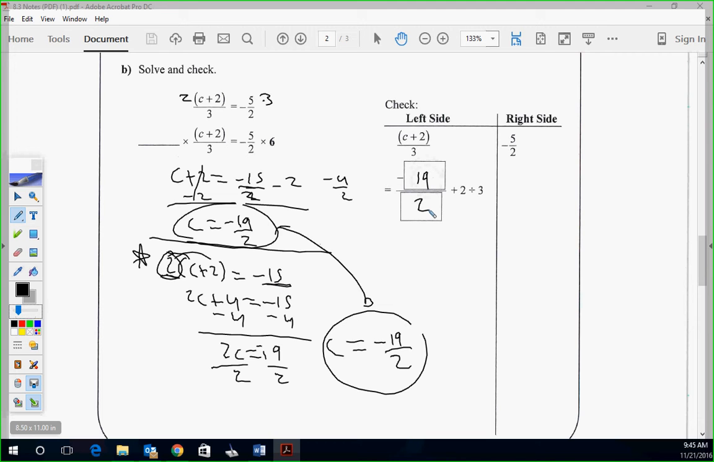Negative 19 over 2 plus 2, divided by 3. Remember order of operations: this is bracketed, so we do this first, and then we divide by 3. I don't like that they didn't have that there for you. So negative 19 over 2 plus 4 over 2. That's negative 15 over 2. Divide that by 3. That would be flip and multiply.